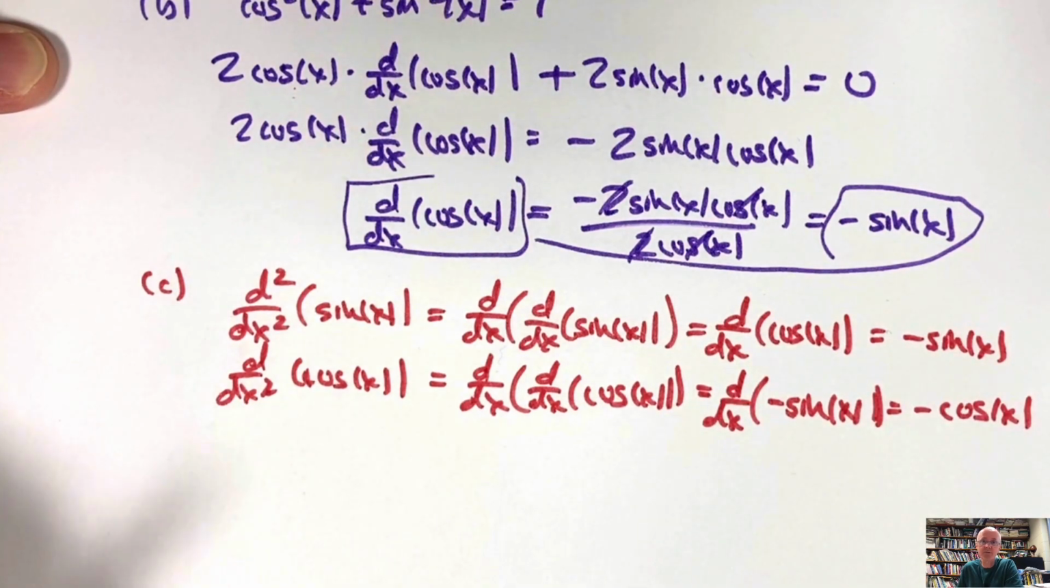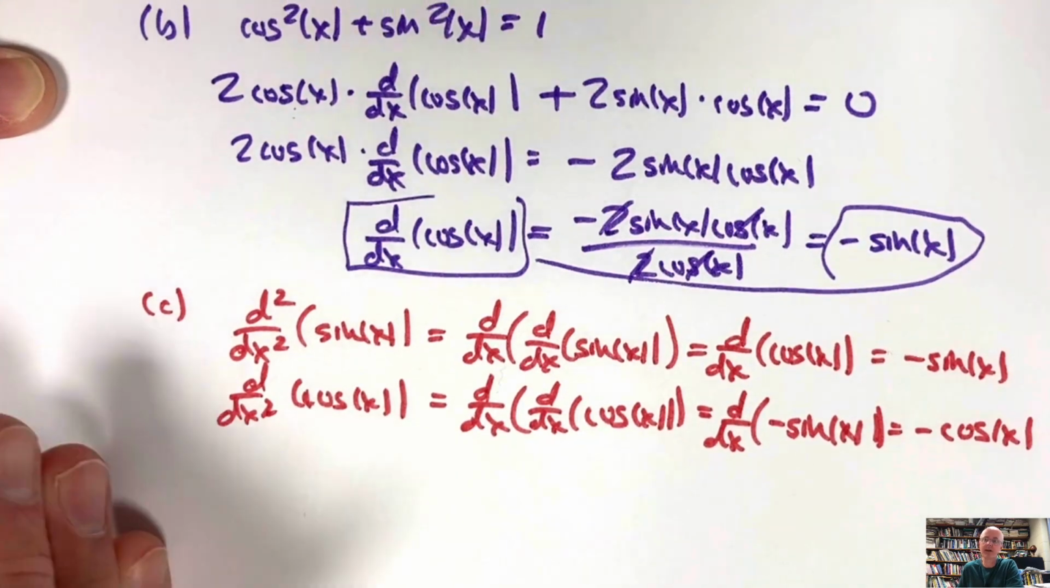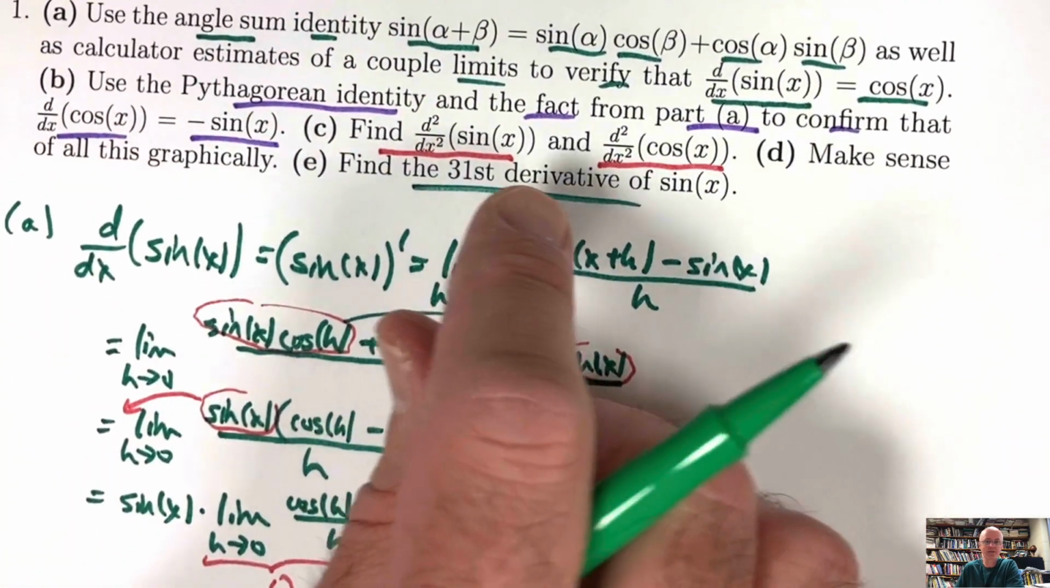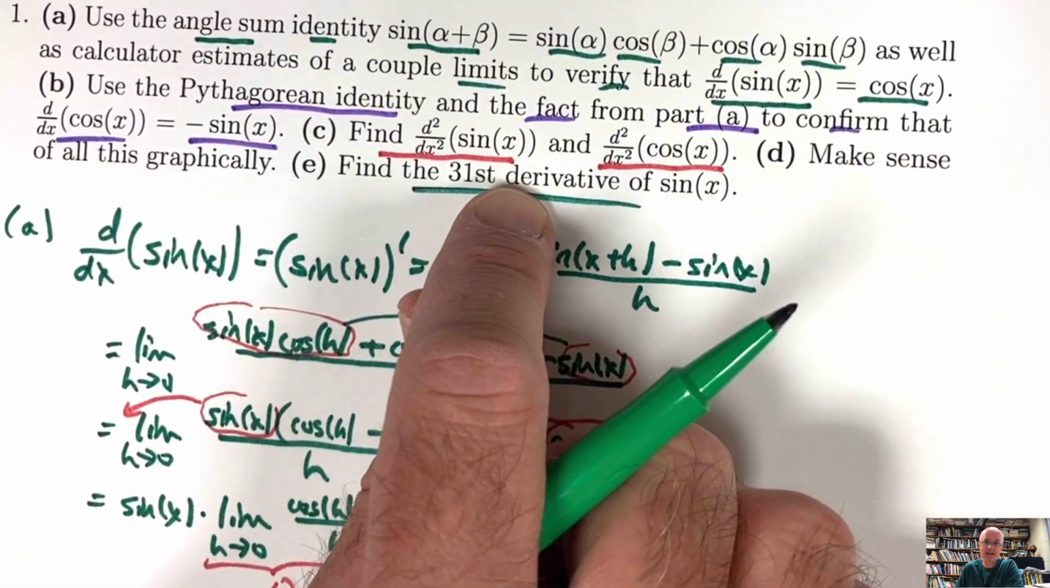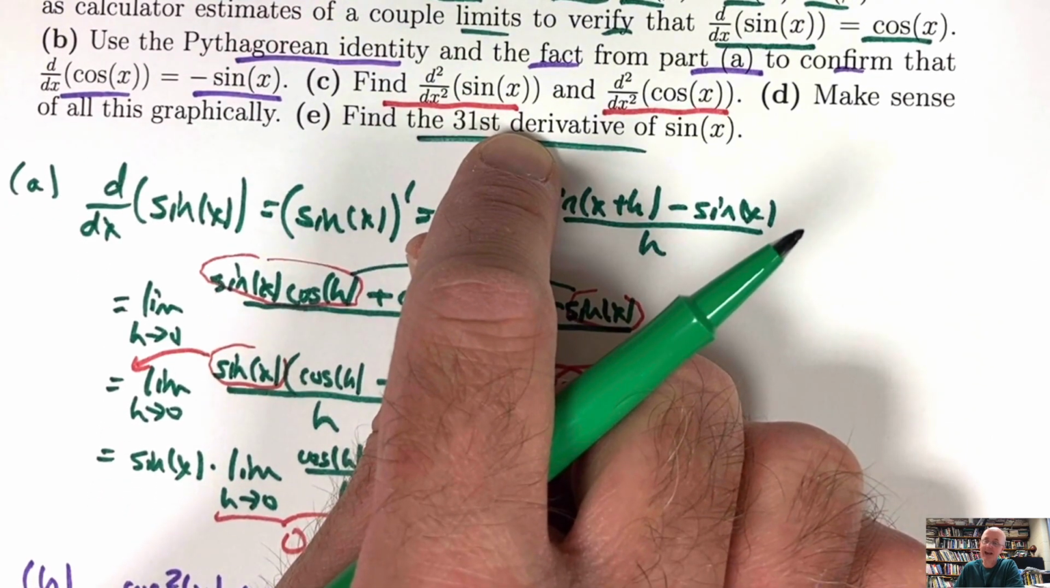Every fourth derivative brings you back to the sine function. The fourth derivative of sine of x is sine of x. And also the fourth derivative of the cosine of x is cosine of x. So the eighth derivative of sine would be sine, and the 12th, and the 16th, and the 20th, and the 24th, and the 28th, and, okay, 32nd would be back to sine, so 31st must be negative cosine.